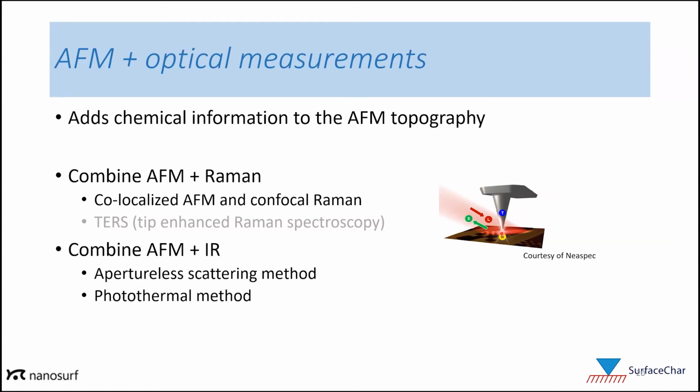Another approach to combining AFM and IR is to basically zap your sample with the IR laser, which heats it up, and then your sample expands and the cantilever rings, from which you can extract the IR spectrum.